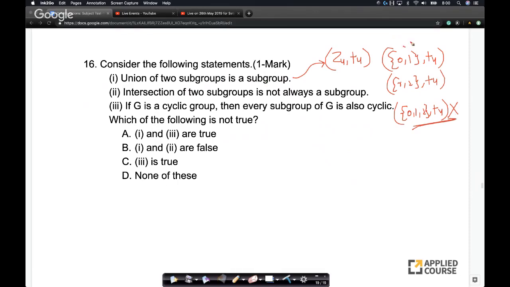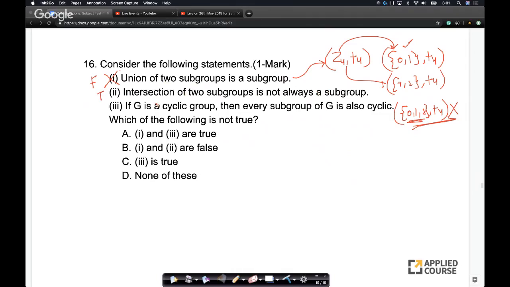Each of these is a subgroup of Z4, but the union of them is not a subgroup because it is not closed. It's not a group to start with. So this is not true, or this is false. So one is false. Let me write it down. Intersection of two subgroups is always a subgroup. Again, we have studied this. Intersection of two subgroups is always a subgroup.